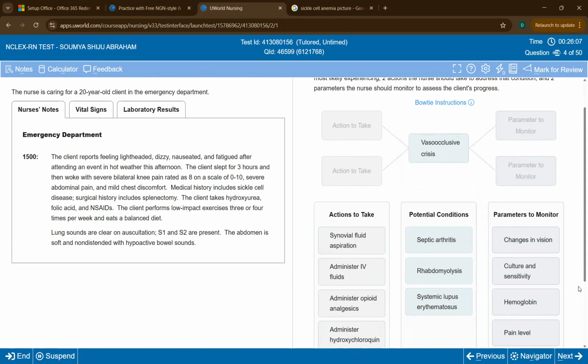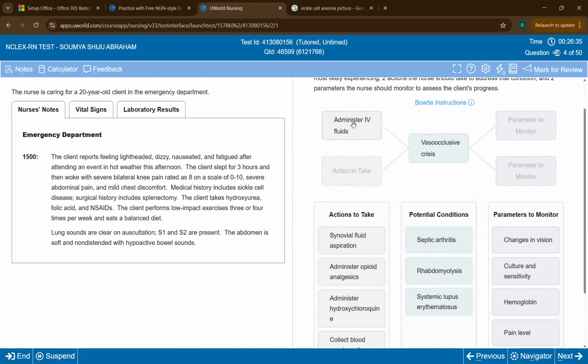We can look at the options. First, synovial fluid aspiration. Do we need to take a synovial fluid aspiration? No, there is no need for it. Administer IV fluid? Yes, of course, because dehydration can trigger the sickle cell crisis. So to maintain the hydration status, we can administer IV fluids. So we can drag it from here.